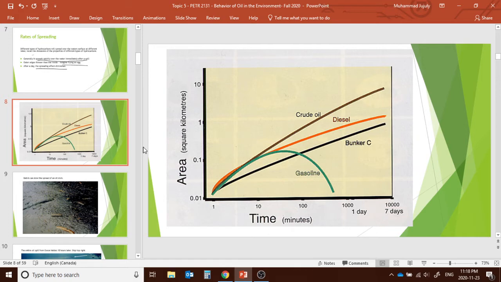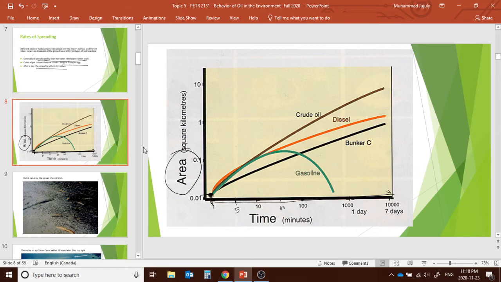Now, this is another very important curve, and it shows the area it spread. So this is the time and the area oil can spread, and what happens after these days. This is a log graph. So for instance, this is a minute, so this is after 1 minute, after 5 minutes, after 10 minutes, after 50 minutes, after 100 minutes, and then after 1 day, after 7 days. So if an oil spills, based on different types, how much area would it actually cover.